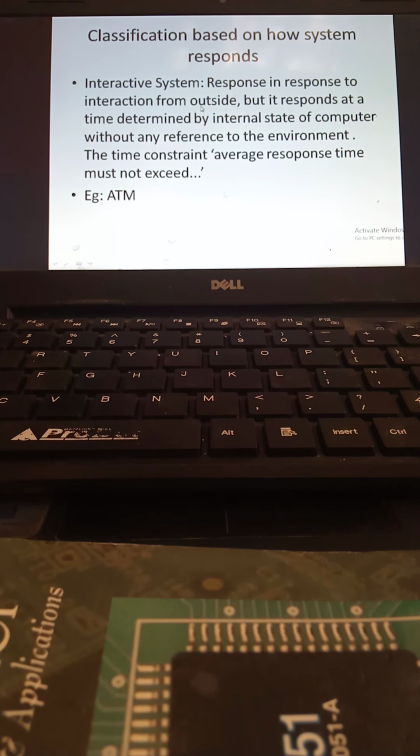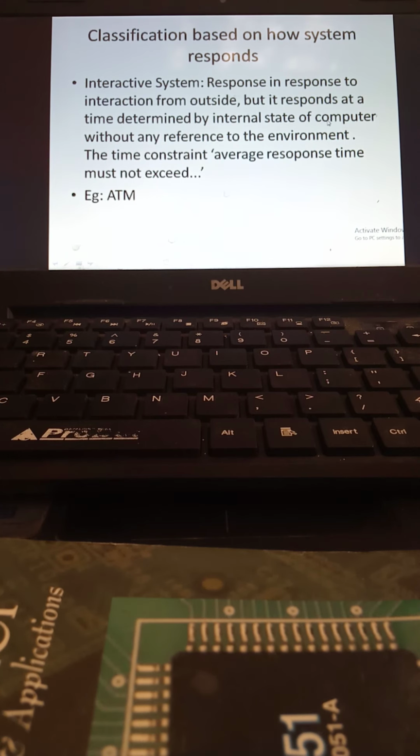The response happens when someone touches the button from outside, but the speed at which it does tasks like releasing money, asking the pin code, etc., is not based on checking whether the person is free or in a hurry. Instead, once the button is pressed, based on internal state of the computer, it may take 1 second or 2 seconds. Some internal settings will be there, and the response time is not based on the external.